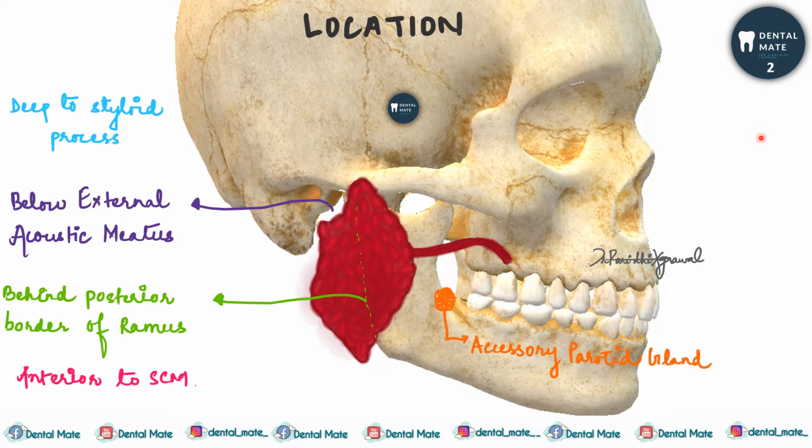There is an accessory parotid gland which is also seen at the junction of the posterior ramus and the body of the mandible.